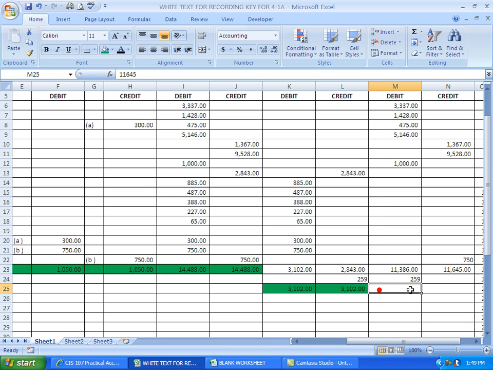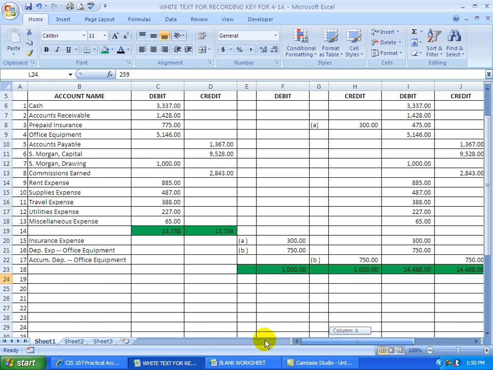So again, we're going to draw a single line above where I have the green and a double line underneath it, and the numbers that are going to go there are 11,386 plus 259 equals 11,645, and then this one added to nothing is 11,645. Notice that this line here where you have the net loss, we're going to go over to on the left side and we're going to write in net loss, and that ends this particular video.